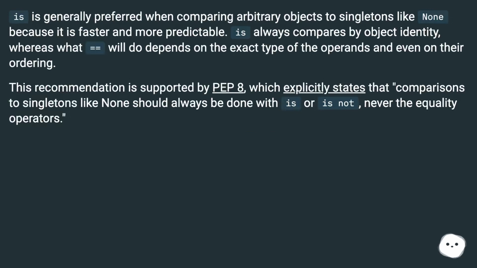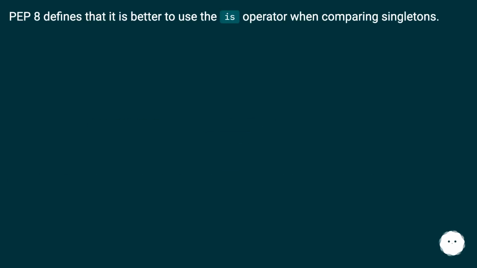"is" is generally preferred when comparing arbitrary objects to singletons like None because it is faster and more predictable. "is" always compares by object identity, whereas what "==" will do depends on the exact type of the operands and even on their ordering. This recommendation is supported by PEP 8, which explicitly states that comparisons to singletons like None should always be done with "is" or "is not", never the equality operators. PEP 8 defines that it is better to use the "is" operator when comparing singletons.